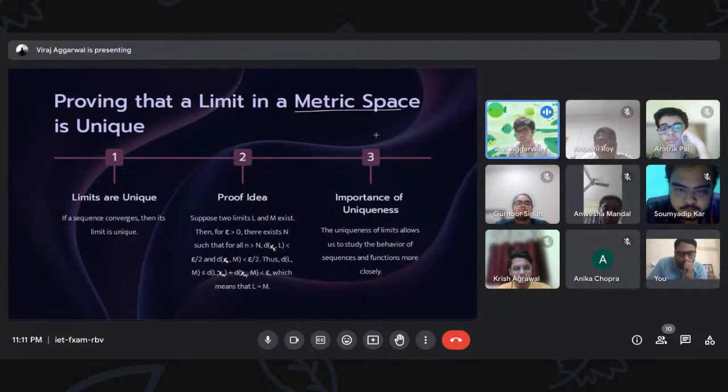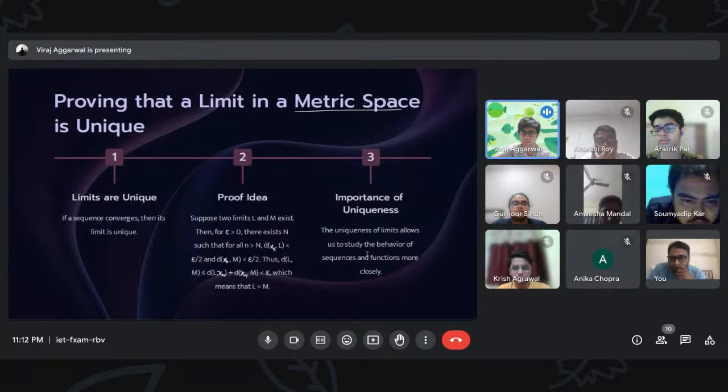And the value of the distance function for xn and M will be less than that same number epsilon by 2. And then you can apply the triangle inequality to show that these two, L and M, are the same. Hence, you can justify that these limits are unique. And this just allows us to study them more closely, and that is the importance of this property.